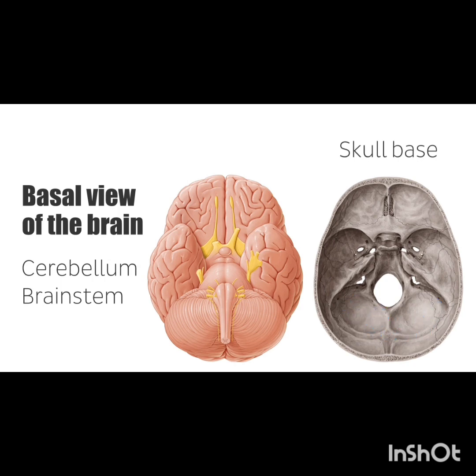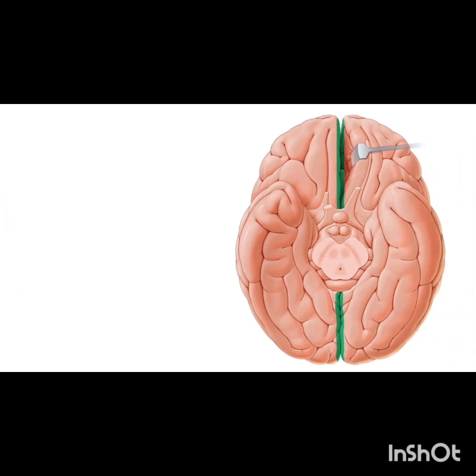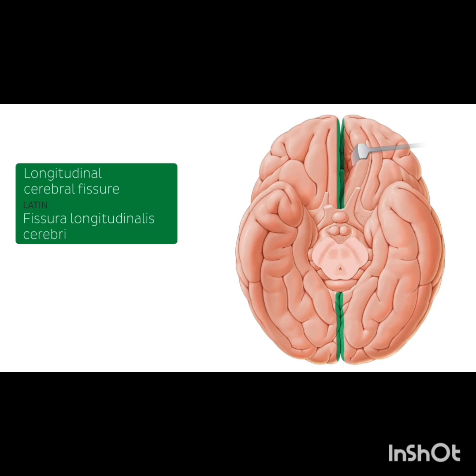You can see that the base of the skull is perfect because it allows the brain to be accommodated. Now we're going to remove the cerebellum and the brainstem to be left with just the structures that we find on the basal view of the brain. Right now we're looking at the first highlight, the first structure that we're going to be talking about, which is the longitudinal cerebral fissure.